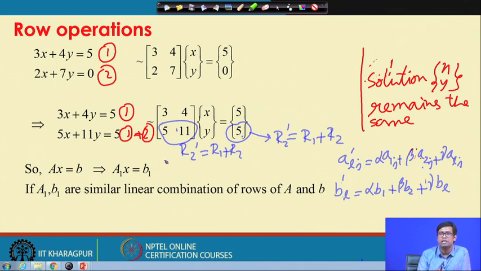So, multiplied by a scalar and then addition, this is what is said as a linear combination. If we can do linear combination of different rows both in A as well as the right hand side vector B, we will keep the same solution vector. So, both the cases in the matrices A and A1, B and B1 are linear combinations of rows of A and B can be solved, and the solution vector x will remain same.